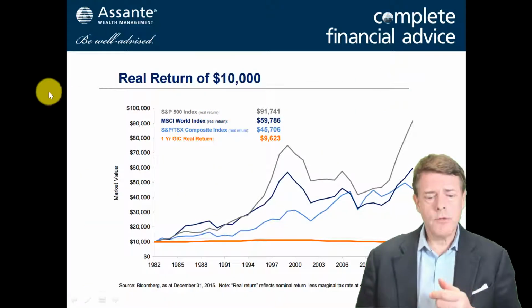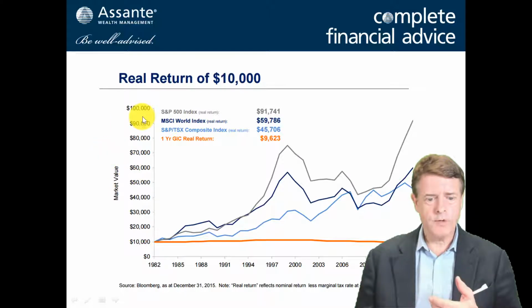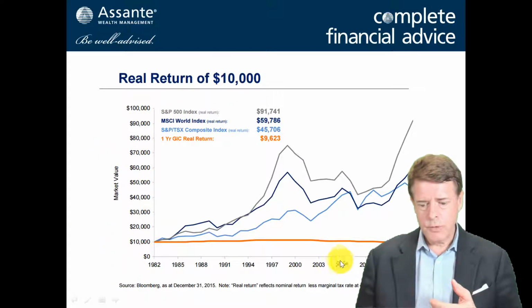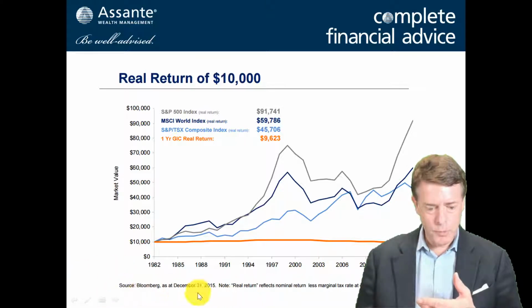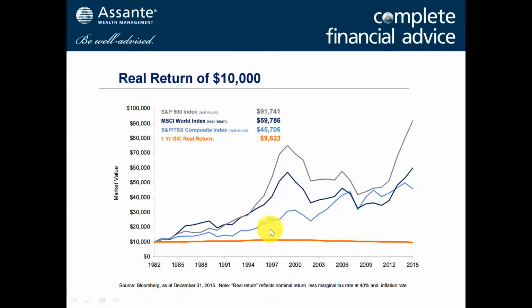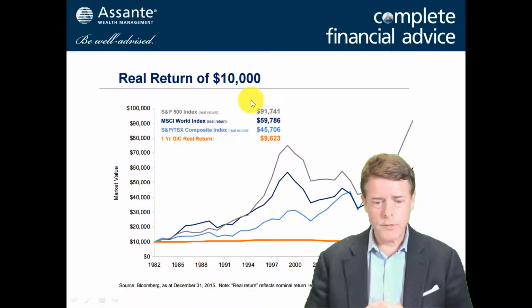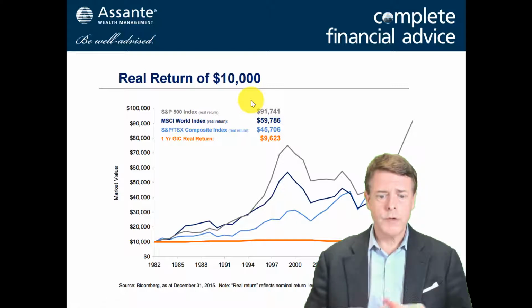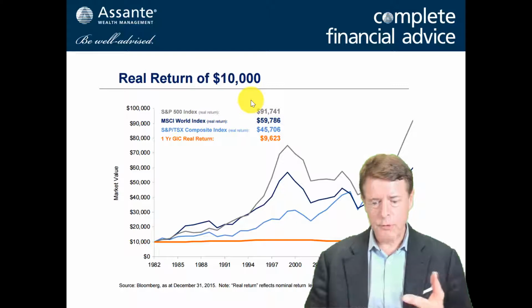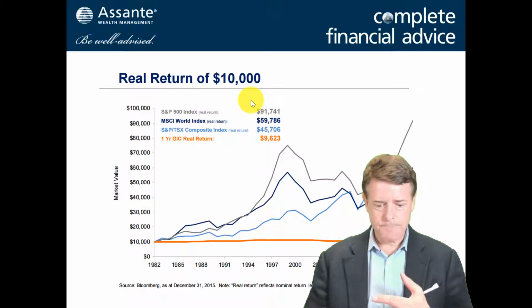Another way of looking at mix and return is this chart. The S&P 500, we looked at 1982 to 2015. This chart was put out by McKinsey Financial. It's Bloomberg data that they used. And if you look at the U.S. stock market, the S&P 500, the real return over this time period of $10,000 invested was $91,741. That's a return after tax, where they used 40%, and after inflation.